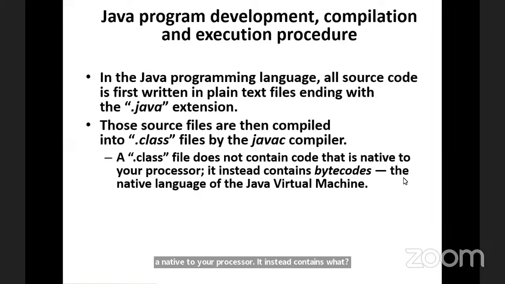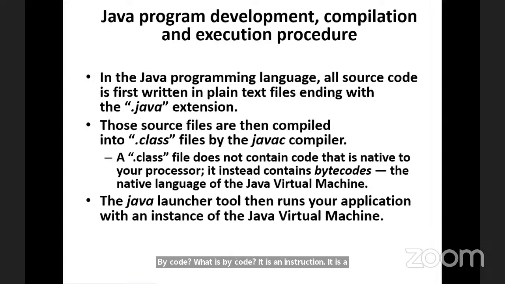What is bytecode? It is an instruction set. It is the native language of the Java virtual machine. Yesterday we made a note on this. The Java launcher tool, the Java launcher, is nothing but JVM software. How can you run the JVM? By using the java command. The Java launcher tool then runs your application with an instance of the Java virtual machine. The shortcut of Java virtual machine is JVM.